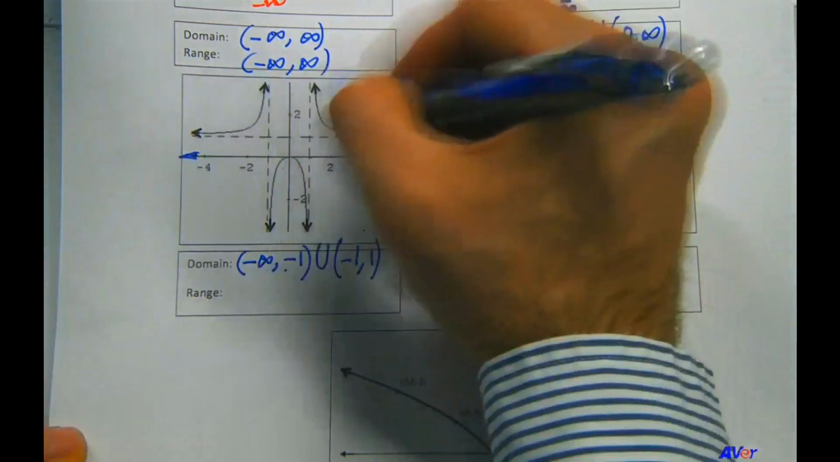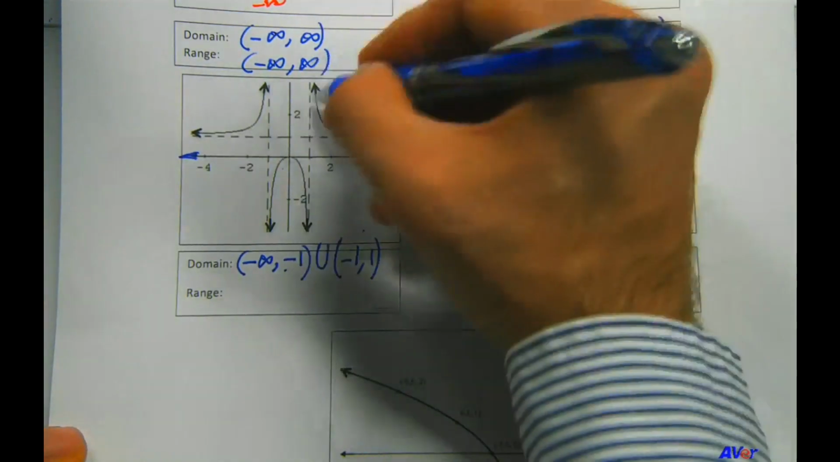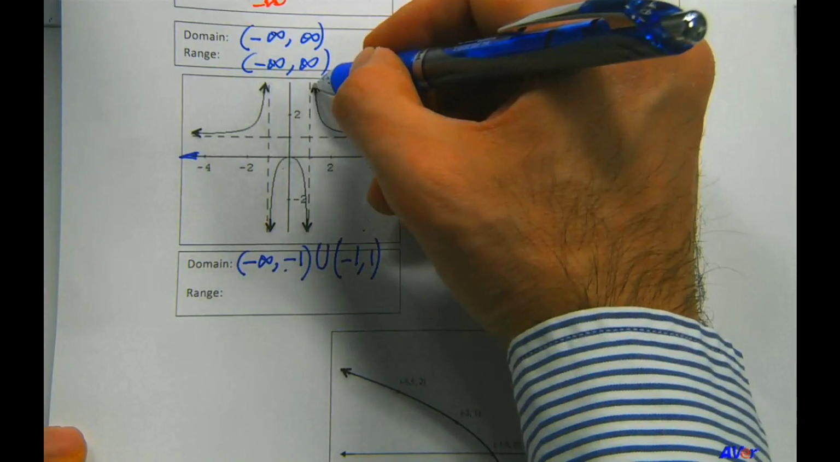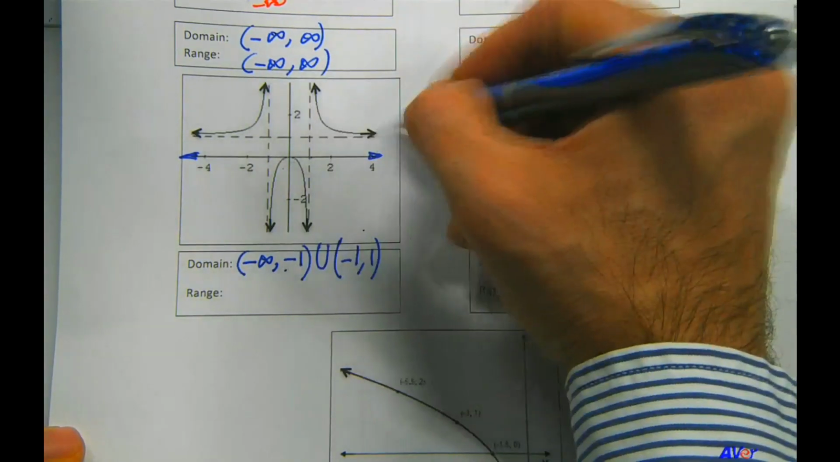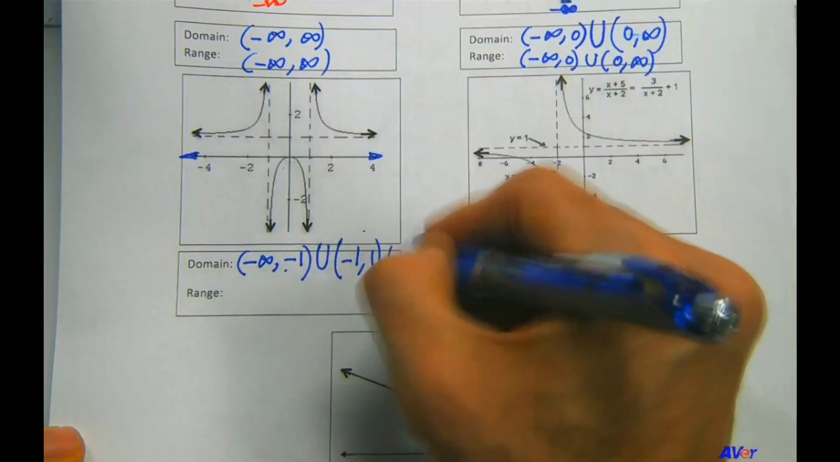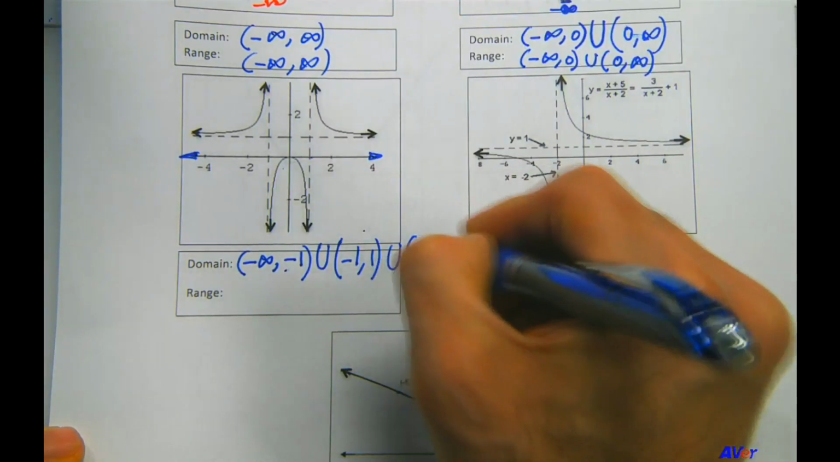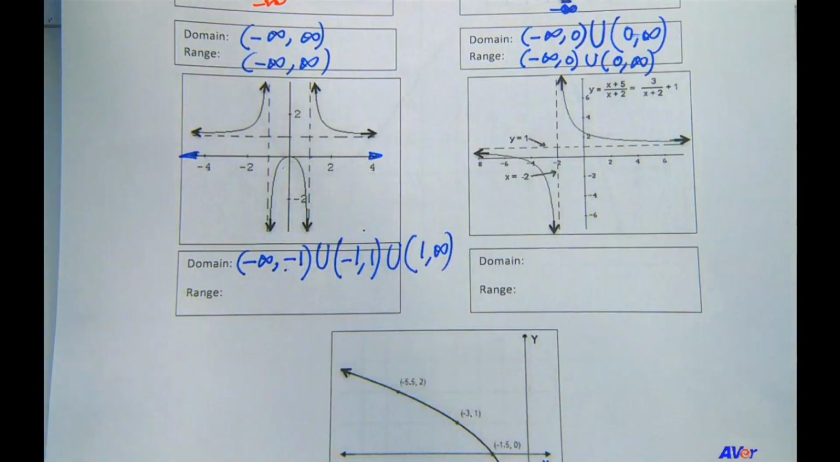So what about the third piece? Well, the third piece, with respect to the x-axis, starts right after +1, and it continues all the way to positive infinity. So union +1, infinity. Okay.